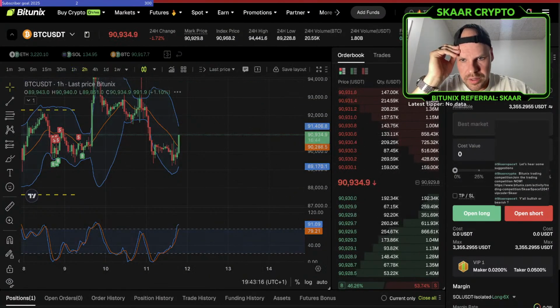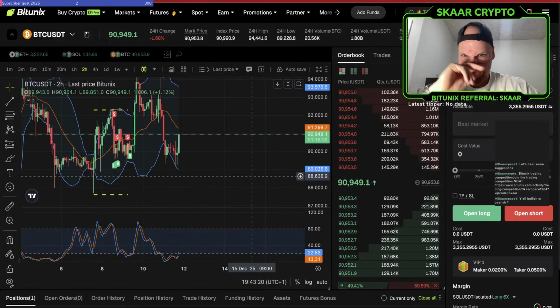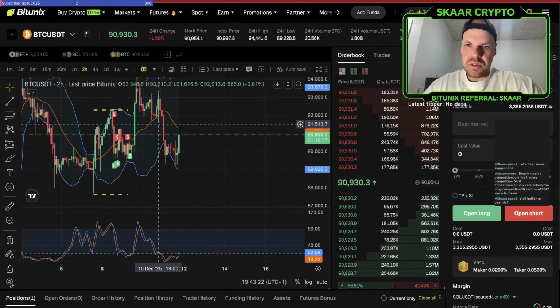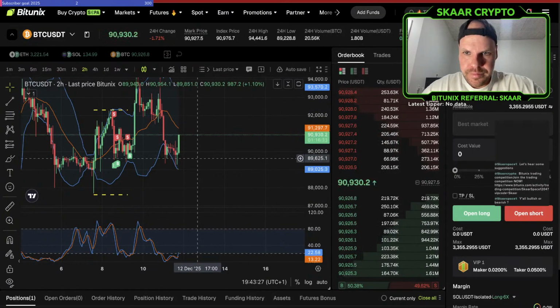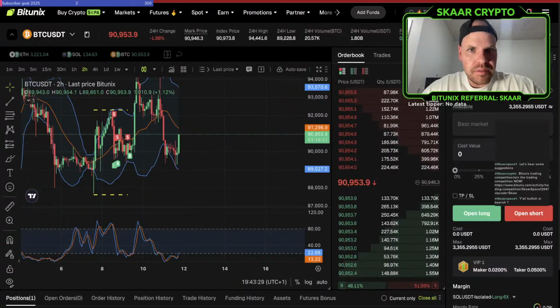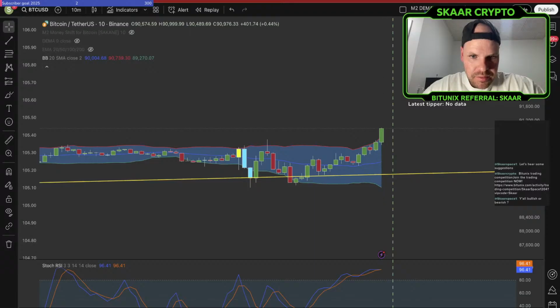You can see the 2 hourly here, it is just straight up sending. It was also kind of a bad move for me to get in here, but that's all a part of it, you know, living and learning here. We are starting to pick up a little bit of a liquidation alert here.